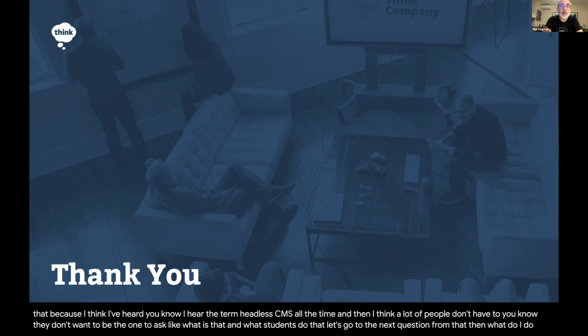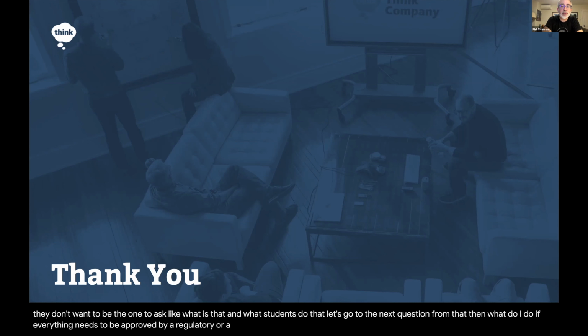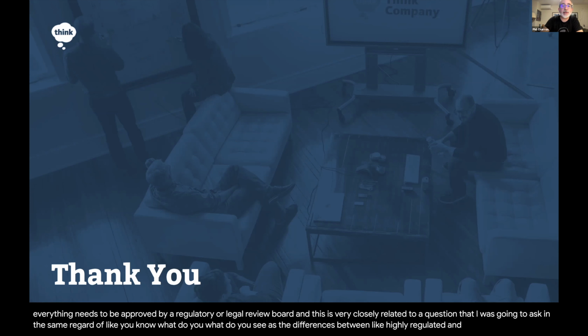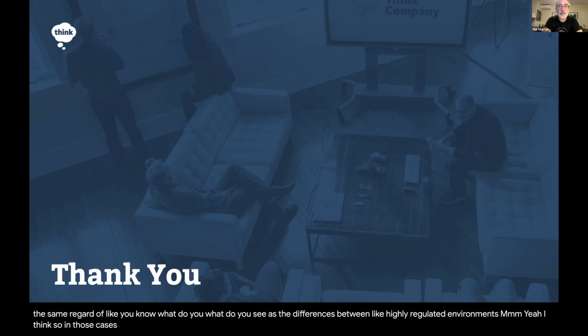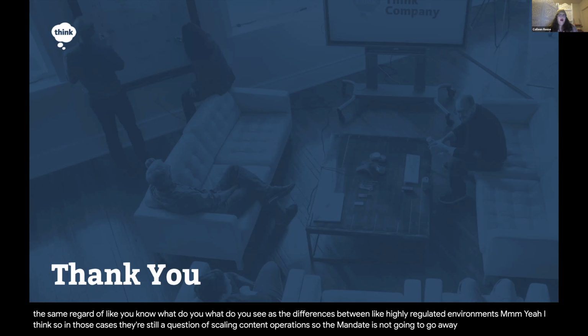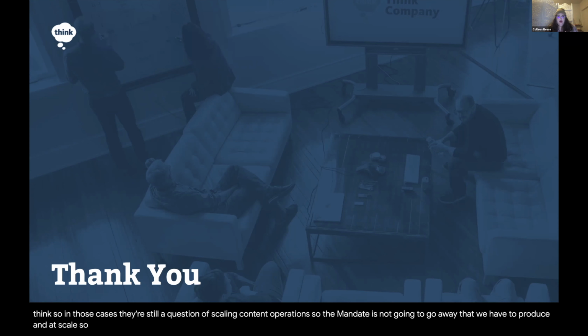What do I do if everything needs to be approved by a regulatory or a legal review board? And this is very closely related to a question that I was going to ask in the same regard of, like, what do you see as the differences between highly regulated environments and non? Yeah, I think so. In those cases, there's still a question of scaling content operations. So the mandate is not going to go away that we have to produce content efficiently and at scale. So experiences need content, and so we need content professionals to create content or to manage content.